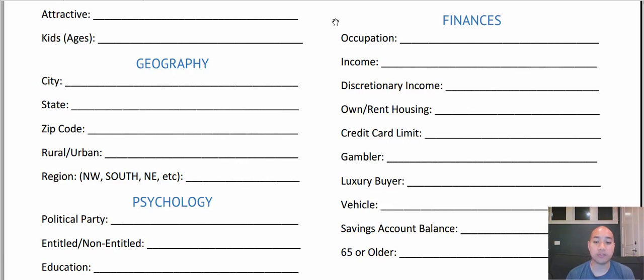Whether or not somebody gambles, if they like to buy luxury, what kind of car they drive. What kind of car they drive is a very interesting one under vehicle here, because it gives you this ability to visualize that person, your avatar. Whenever you're trying to create for them and you can picture them in your mind, the more that you can do that, the more that you can create things for that person and speak to one person versus speaking to a group of people.